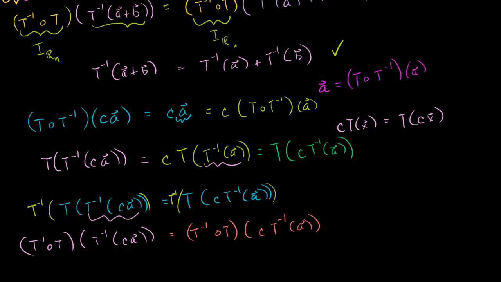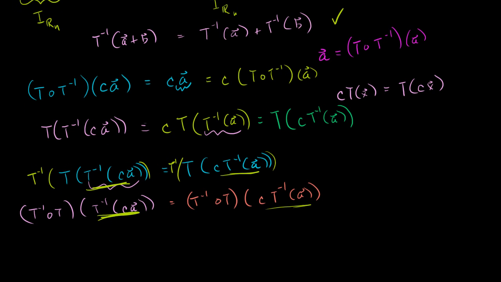Let me be very clear what I did here. This thing right here is this thing right here. This thing right here is this thing right here. And I just rewrote this composition this way. And the reason why I did this is because we know that this is just the identity transformation on Rn, and this is just the identity transformation on Rn. So the identity transformation applied to anything is just that anything. So this equation simplifies to T inverse applied to C times some vector A is equal to C times T inverse times some vector A.